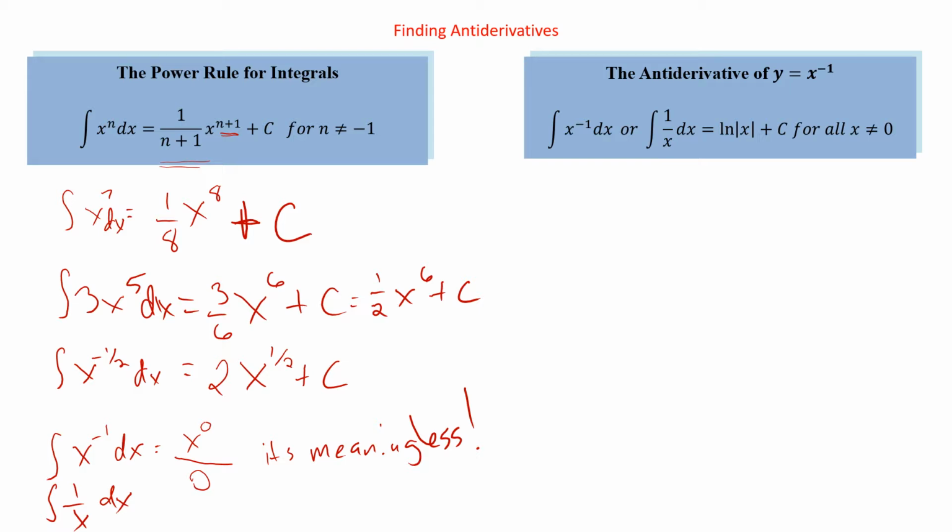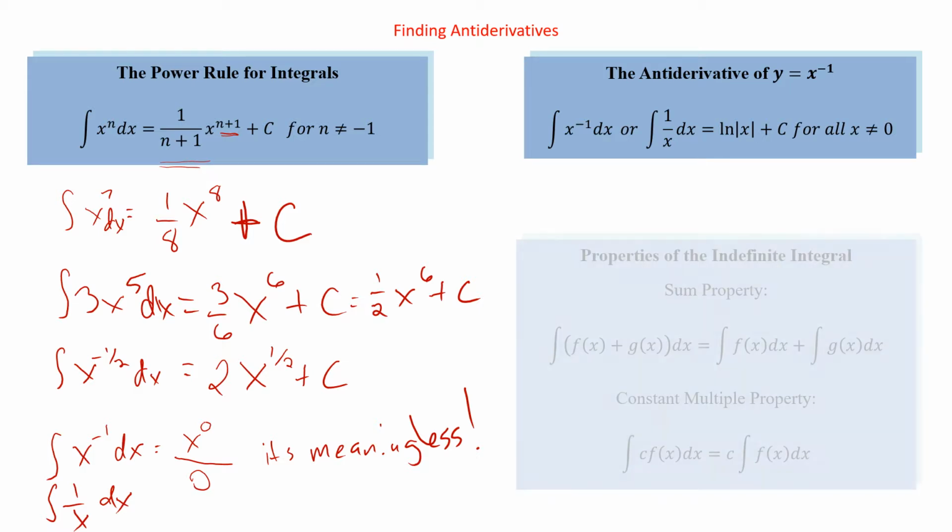And this is for all x that isn't equal to 0. Because we can't have the natural log of 0, it has to be greater than 0. And 1 over 0 doesn't exist anyway, so having that as a derivative doesn't make sense. So it has to be when x does not equal 0.